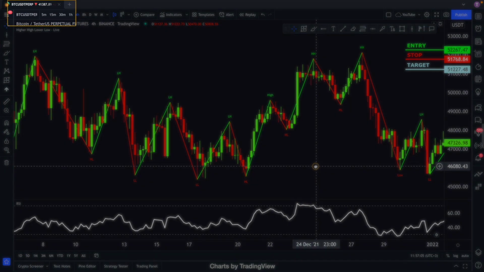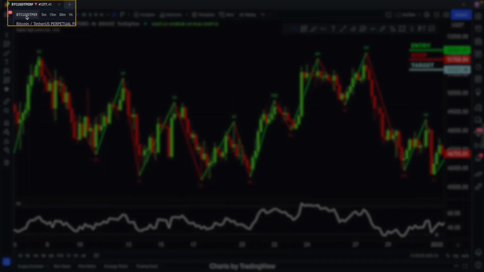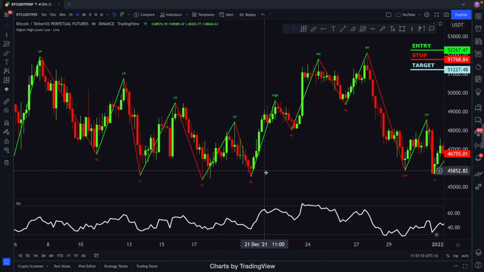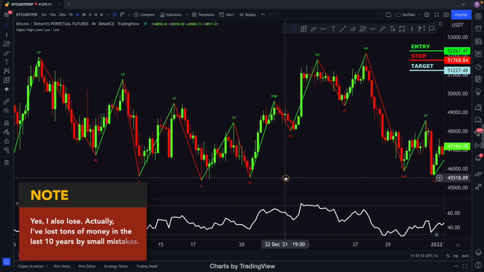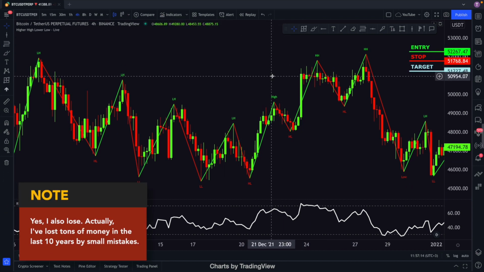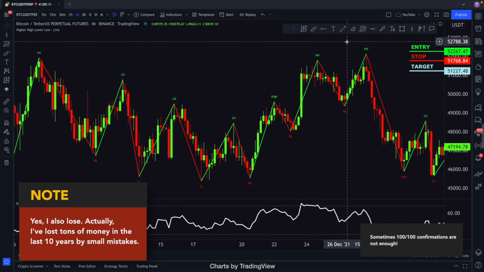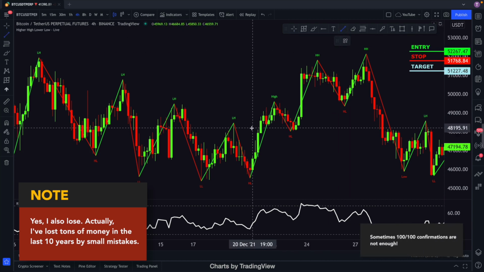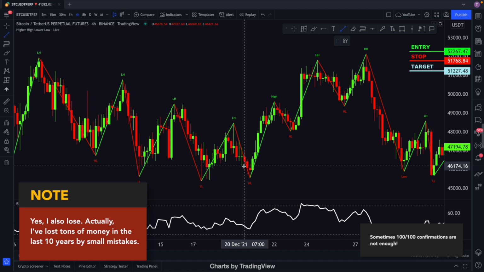Okay, my final example is Bitcoin, and this one is special because I lost money with this trade. I wanted to show you this example. Even if you have 100 out of 100 confirmations, you will still lose money in your trading life.